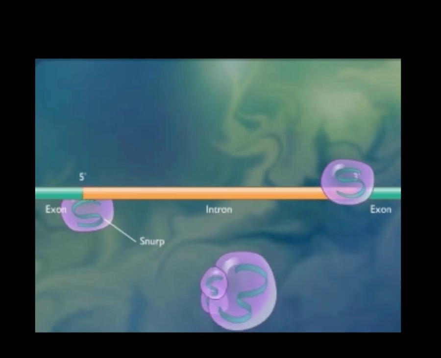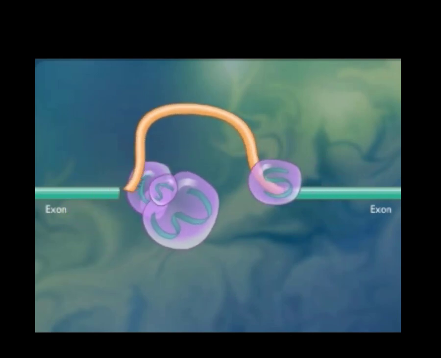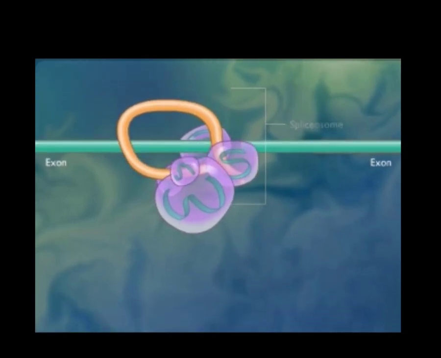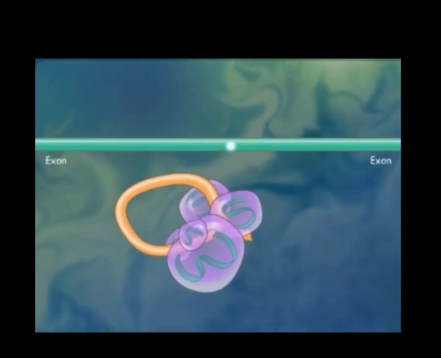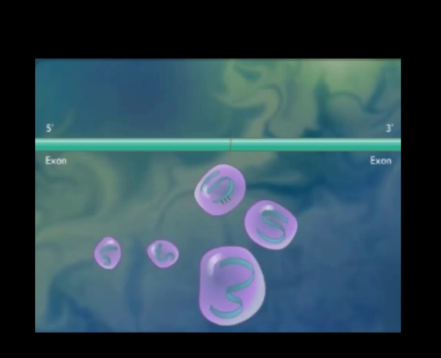Additional Snurps then interact with the complex, bringing the two ends of the intron together and causing the intron to form a loop. This also gathers all of the Snurps together as the completed spliceosome. The intron is then cut out and the exons are joined or spliced together. The spliceosome then falls apart as the Snurps are released.